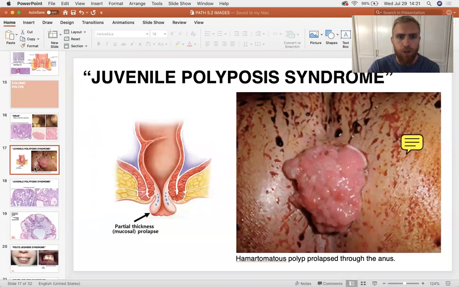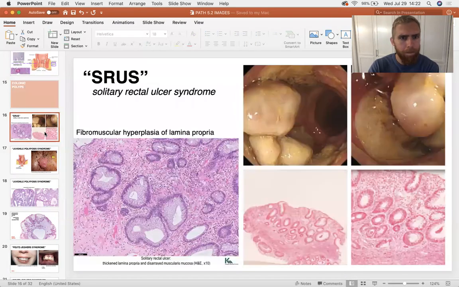Here it is in the setting of juvenile polyposis syndrome. That's what a prolapsed anal polyp looks like. And it can be a partial thickness prolapse involving the mucosa, or it can be a full thickness prolapse involving the mucosa and the smooth muscle. So again, if you see one of these, you're going to know exactly what's up, and then you're just going to have on hand in your mind a differential of things that could prolapse out the anus. Could also be an internal hemorrhoid. I suppose it could be a perforated bowel down there.